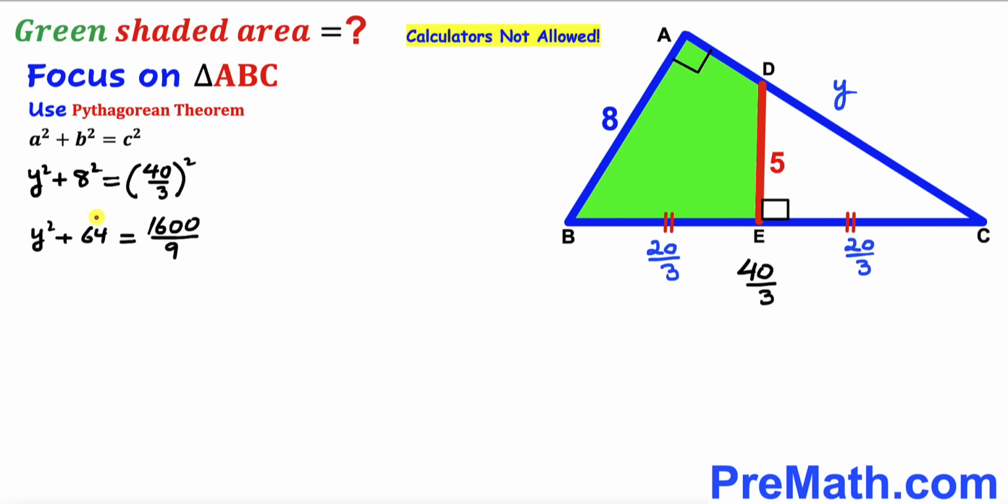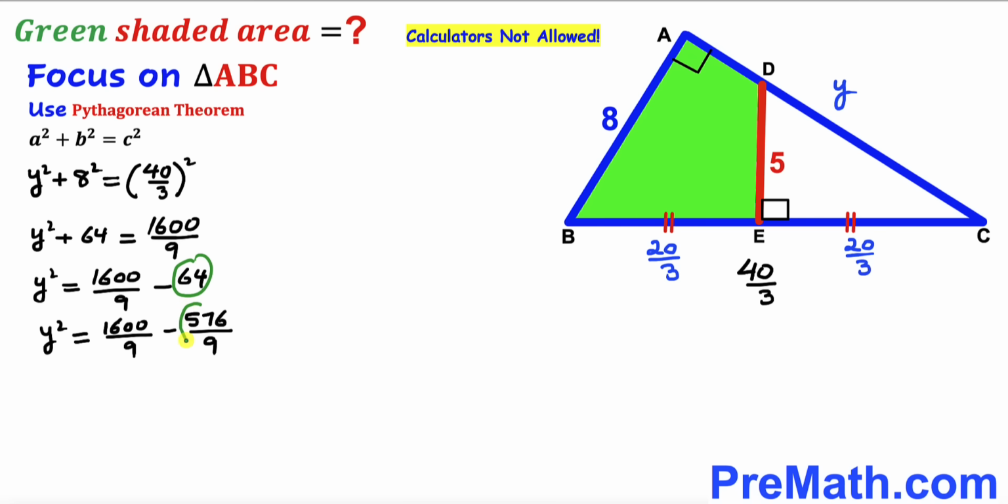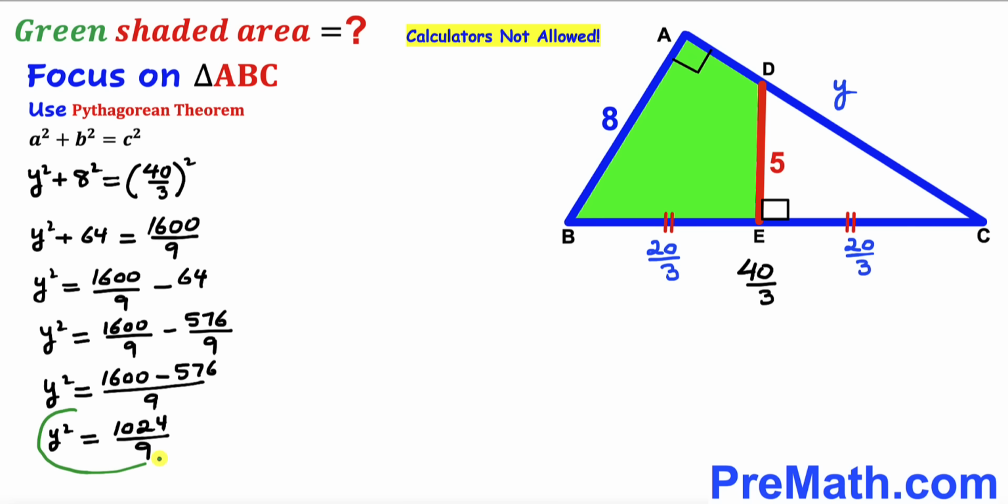And now I'm going to move this 64 to the right hand side, as you can see in this next step. And in this next step, 64 could be written as 576 divided by 9, so that we get a common denominator 9. So therefore we end up with y square equals 1024 divided by 9.